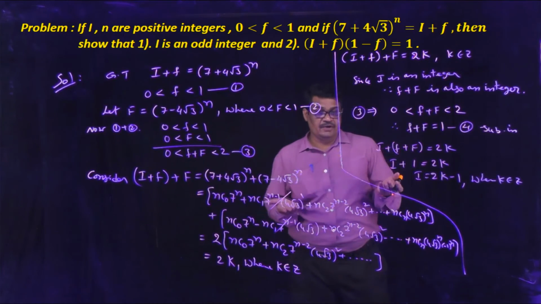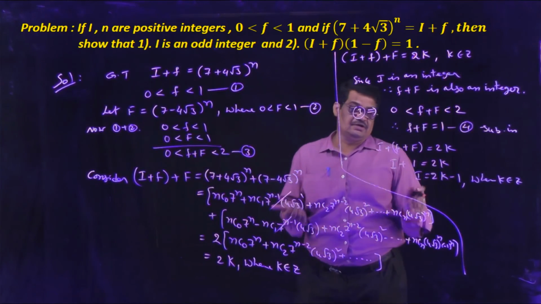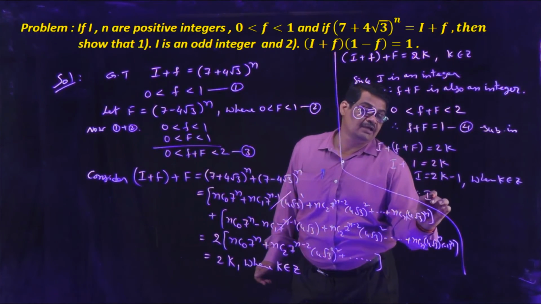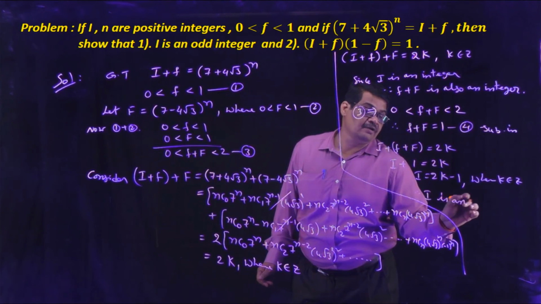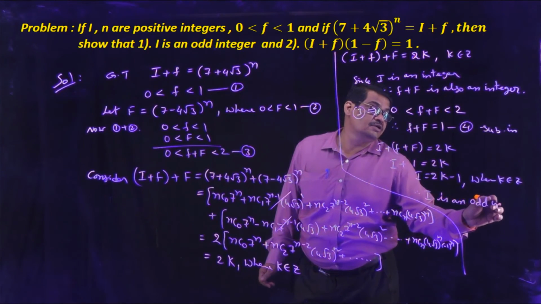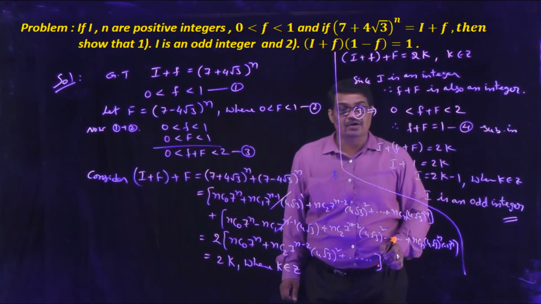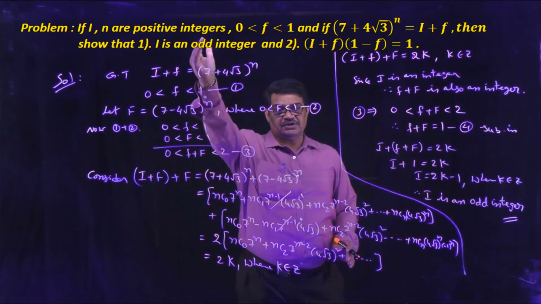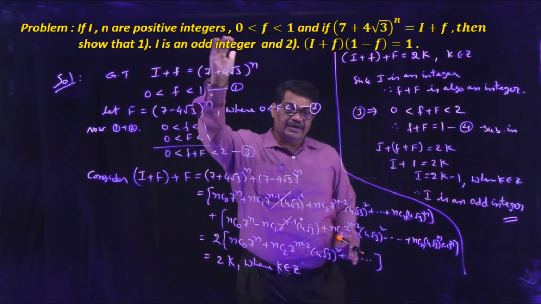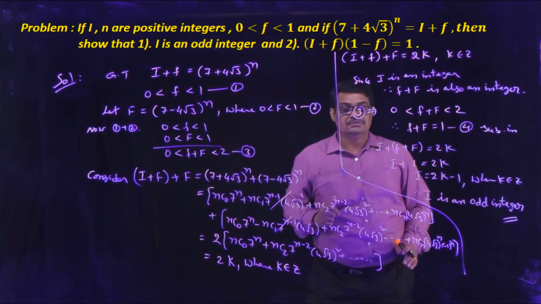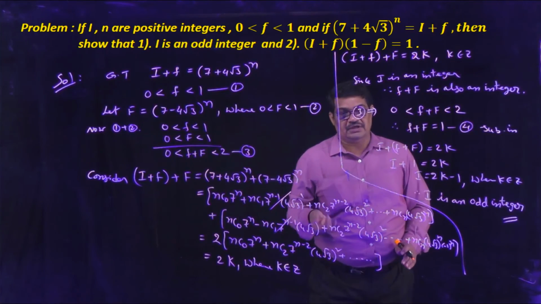Then what is I? I is an odd integer. Therefore capital I is an odd integer. That is the first result. Here we are proving I is an odd integer. Then we are proving the second result.